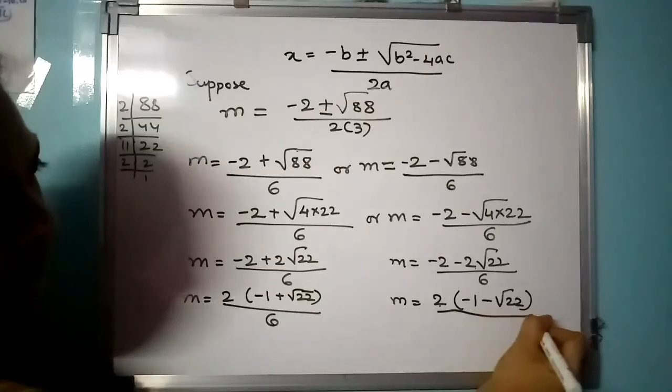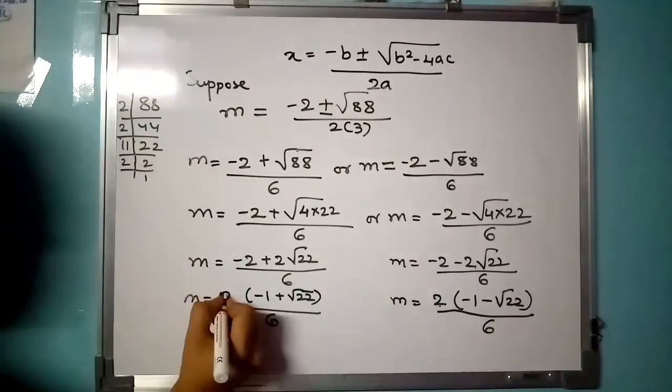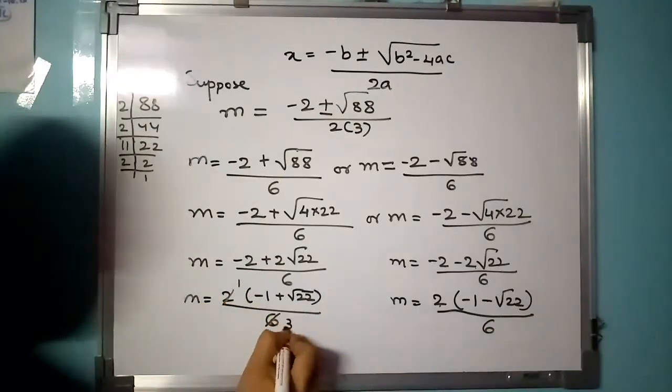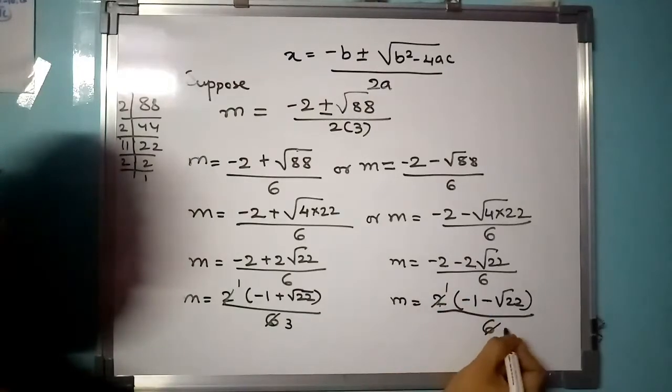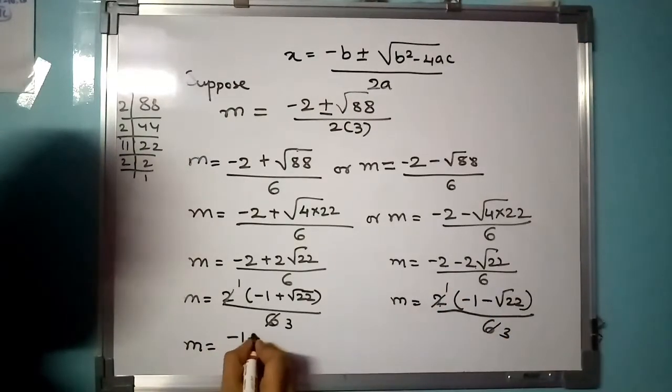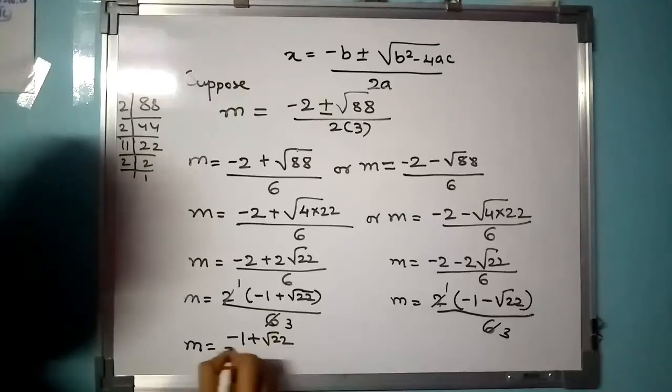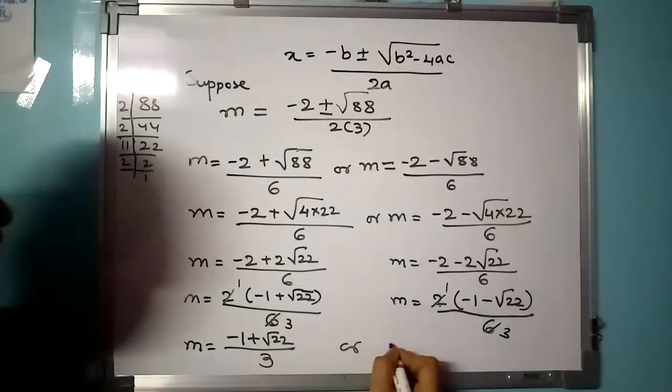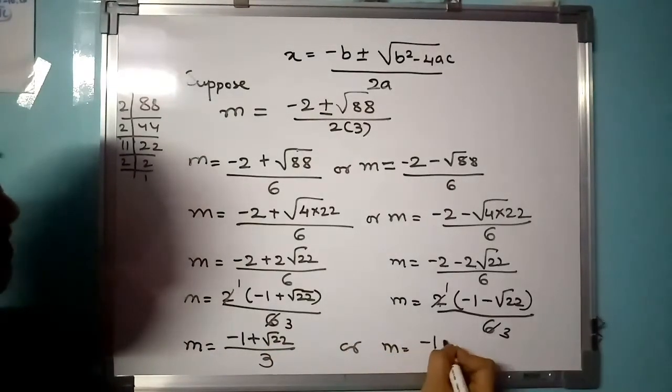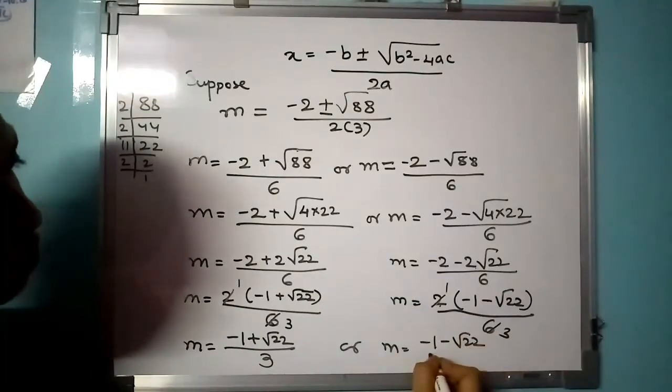Upon 6. Now we can see 2 ones are 2, 2 threes are 6, 2 ones are 2, 2 threes are 6. M is equal to minus 1 plus under root 22 upon 3, or m is equal to minus 1 minus under root 22 upon 3.